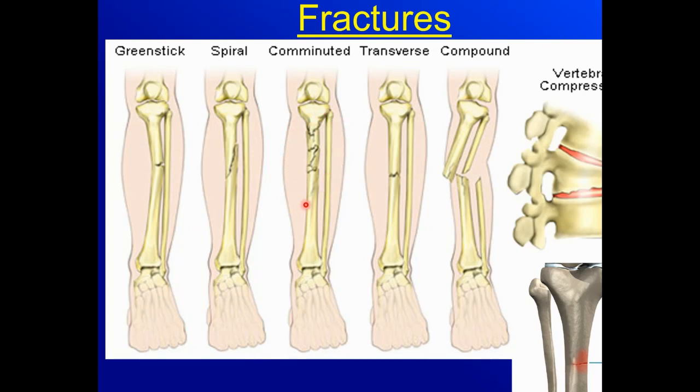A comminuted fracture is a crush injury. Usually with a comminuted fracture, you're going to have to put plates in place to hold the bone long enough for it to grow back together. Transverse is pretty simple. It's a break across the bone. You usually get a cast and you're good to go.